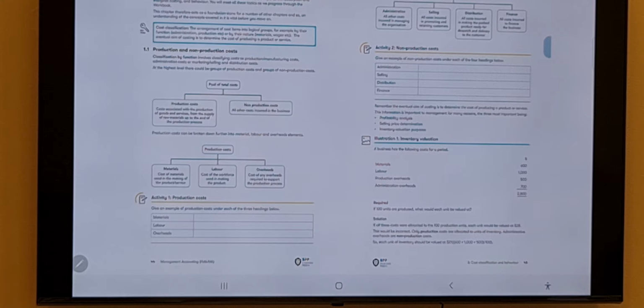Therefore, cost can also be classified in different ways, based on how it behaves and the nature of the cost. Now, direct cost and indirect cost, we'll talk about that, and then we'll move on.